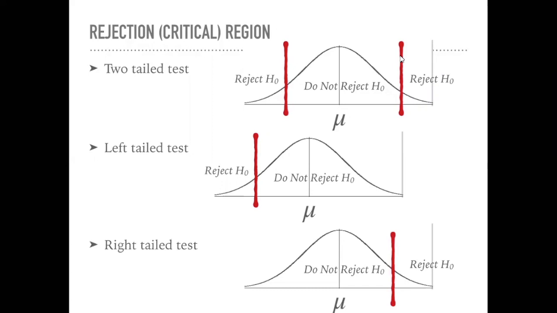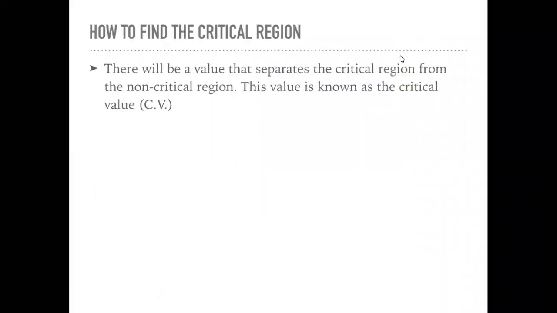And these red lines, these critical region cutoff values, we're going to call critical values, and we're going to find them based on our distribution. If we're using the standard normal distribution, these are going to be z values. If we're using the student t distribution, these are going to be t values. There's going to be some value that separates the critical region from the non-critical region, and this value is known as our critical value.